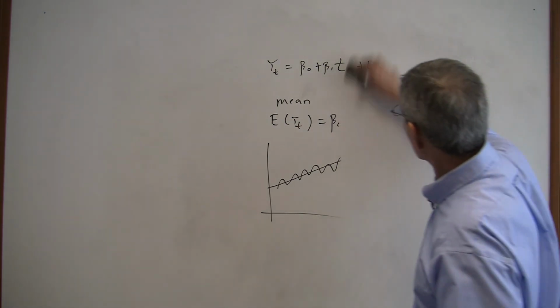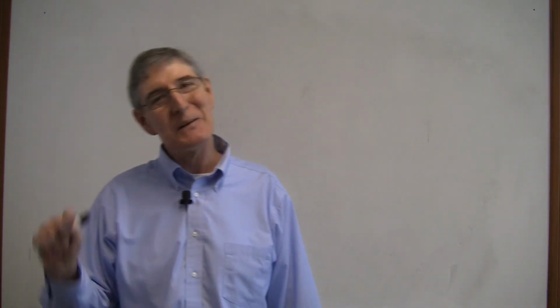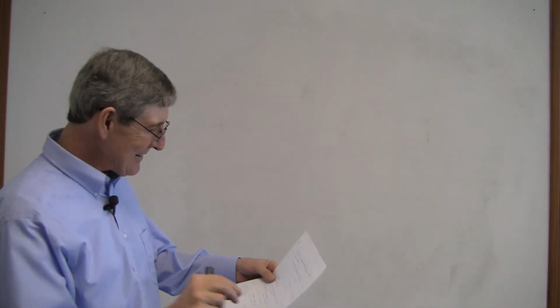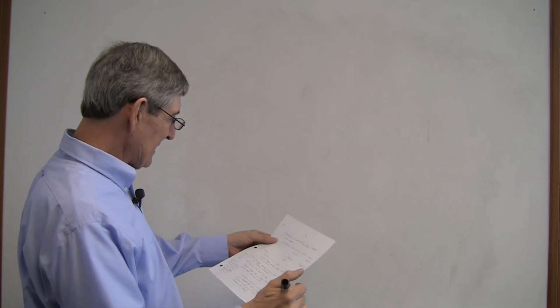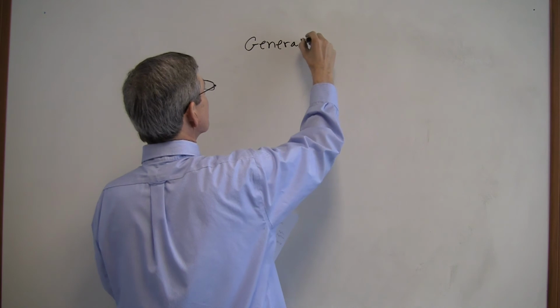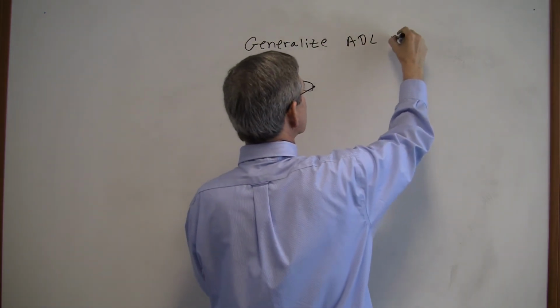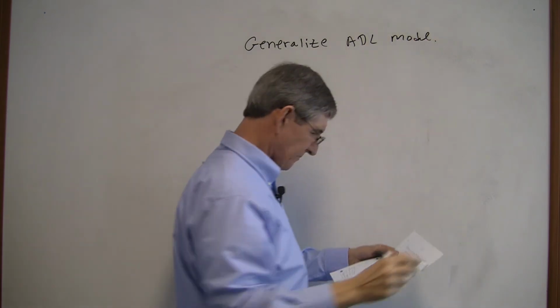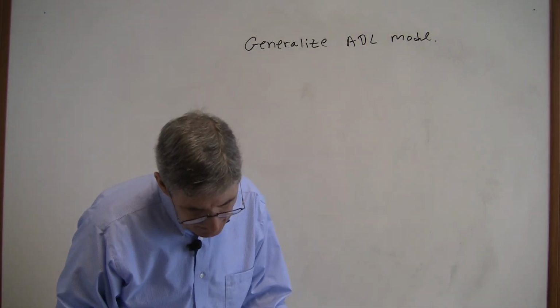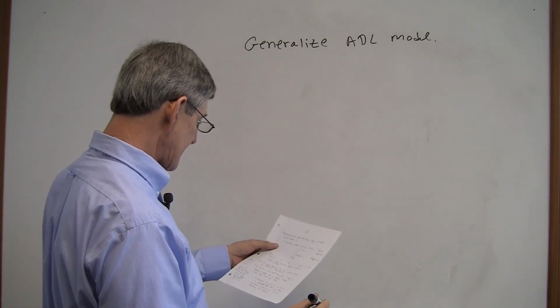There's a test for it called the Dickey-Fuller unit root test that we'll talk about. When we do it on the computer, you push a button or write one line of code, which is the way I hope you're doing it. Now let's generalize the ADL model, and then talk about the assumptions, and then I'll quit this video and go on to the second.